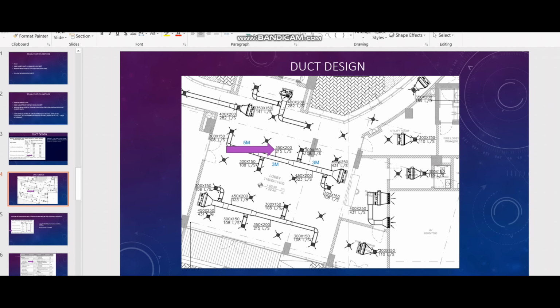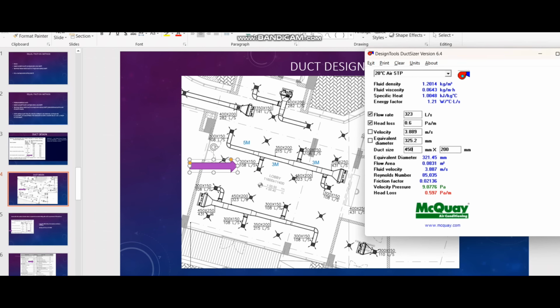And the next one, for example a branch duct, here 108 liter per second. You can go with 108 liter per second, the same head loss, and for the duct size, if I change, for example, to 300, it is 125. As I told you, 125 is not acceptable in the duct design. We have to go to the next rounded value, that is 150. So the duct size is 300 by 150.